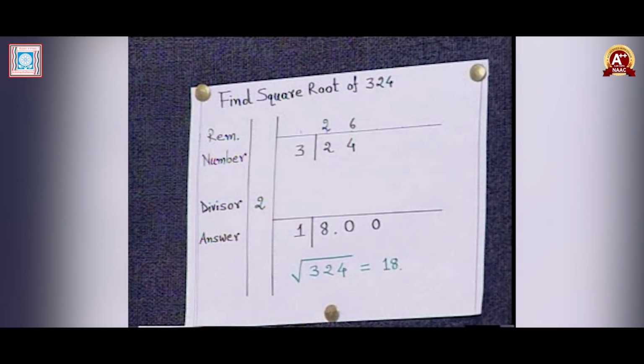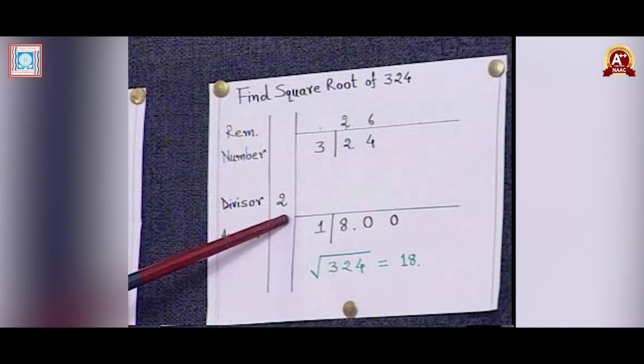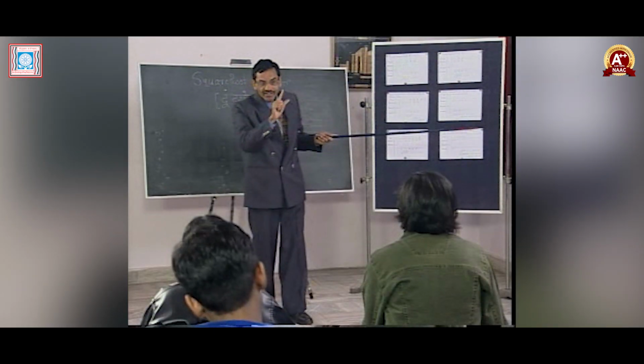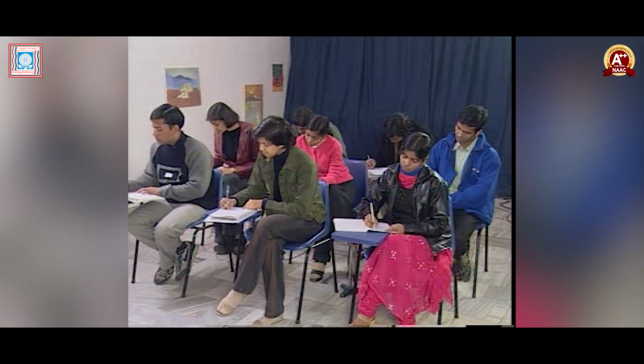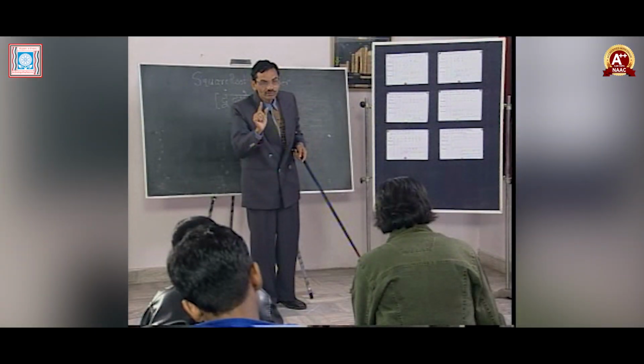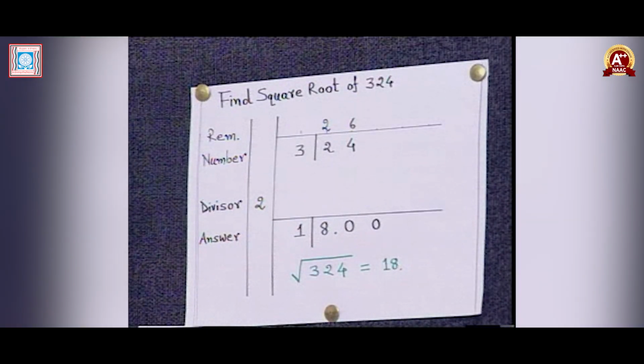Okay. Now 22 is our next dividend. 22 divided by 2. Again we disallow 11. We will not consider 10. Let us see what happens with 9. 22 divided by 2, quotient 9, remainder 4. Okay. Now 44 will be the next dividend.